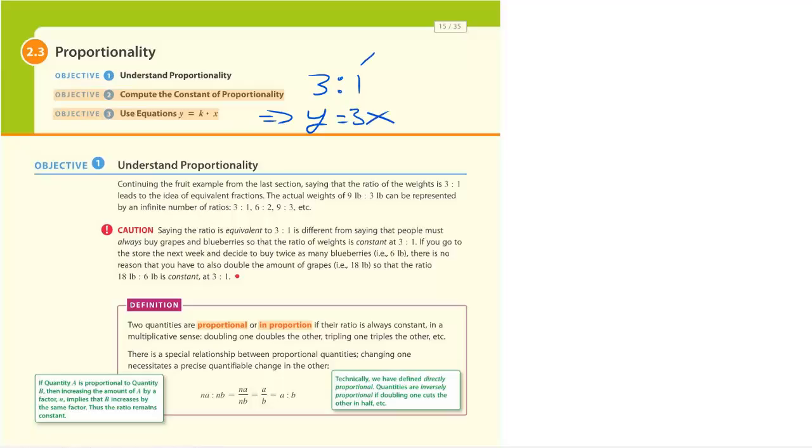3x, because for every number we put in for x, remember, these are going to be our x's and these are going to be my y's, then y is 3 times as much. All right, that's easy when it's a 3 and a 1. What happens if we have, let's say, 4 to 3? So this is my y, this is my x. You could still figure out that constant of proportionality very simply and easily by using this formula.